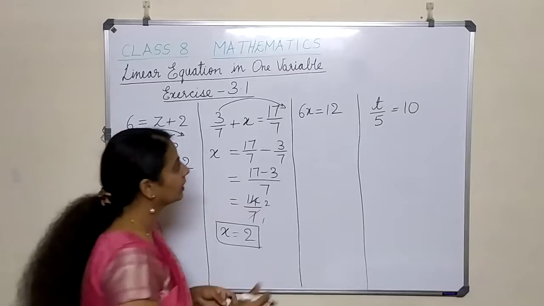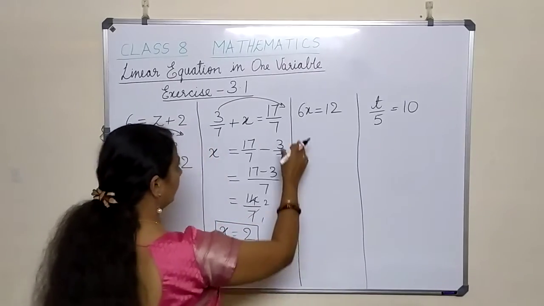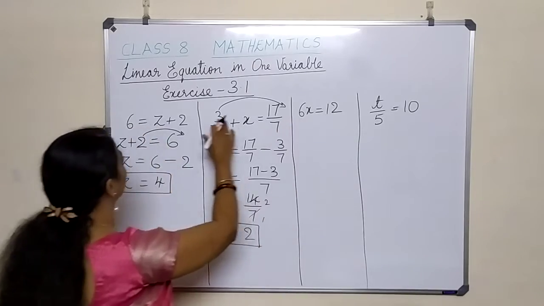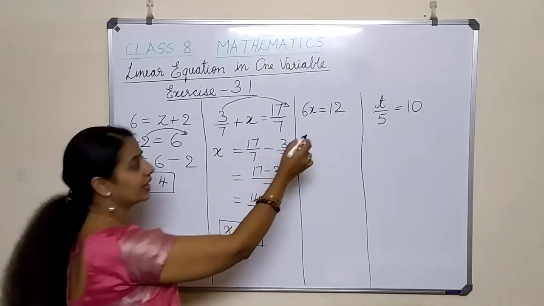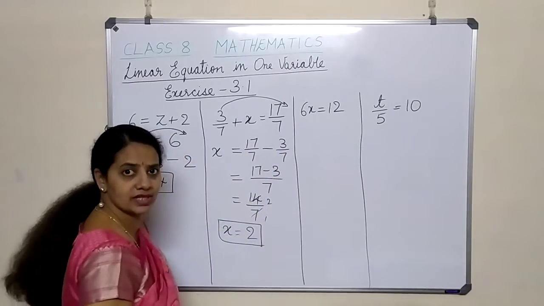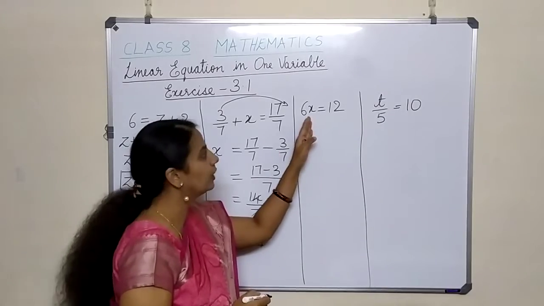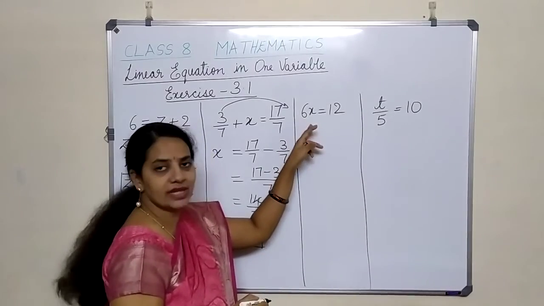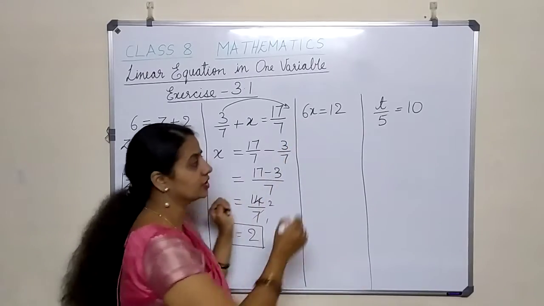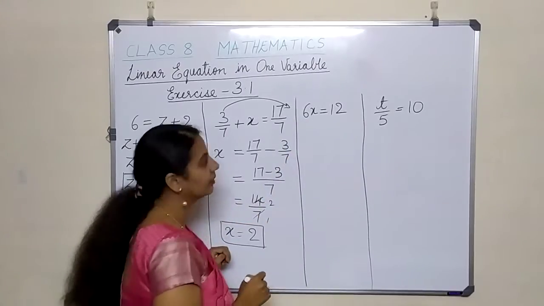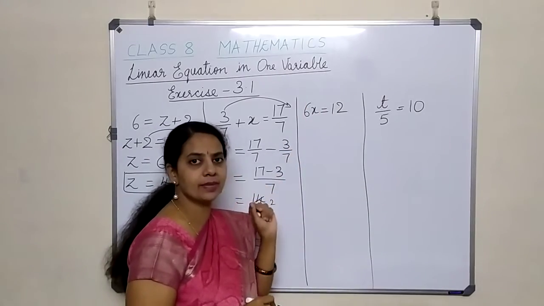Now coming to 6x is equal to 12. Here you have only one term. In all these cases you had two terms. These are all binomials. Whereas here it is only one term. Can we solve? Yes, of course we can. Now 6 and x is nothing but 6 into x. There is no sign for multiplication, but it is understood that it is multiplication. 6 into x. So when I want to transfer this that side, what happens?